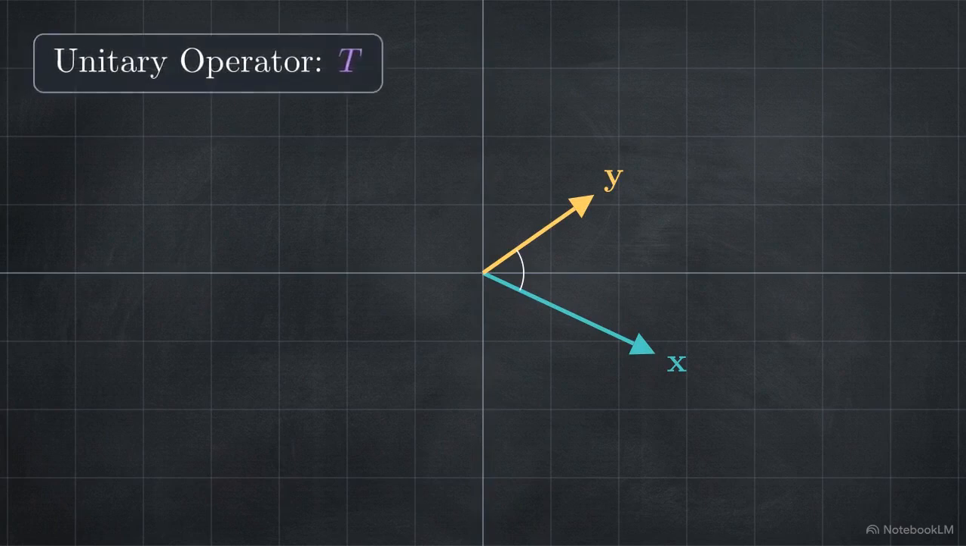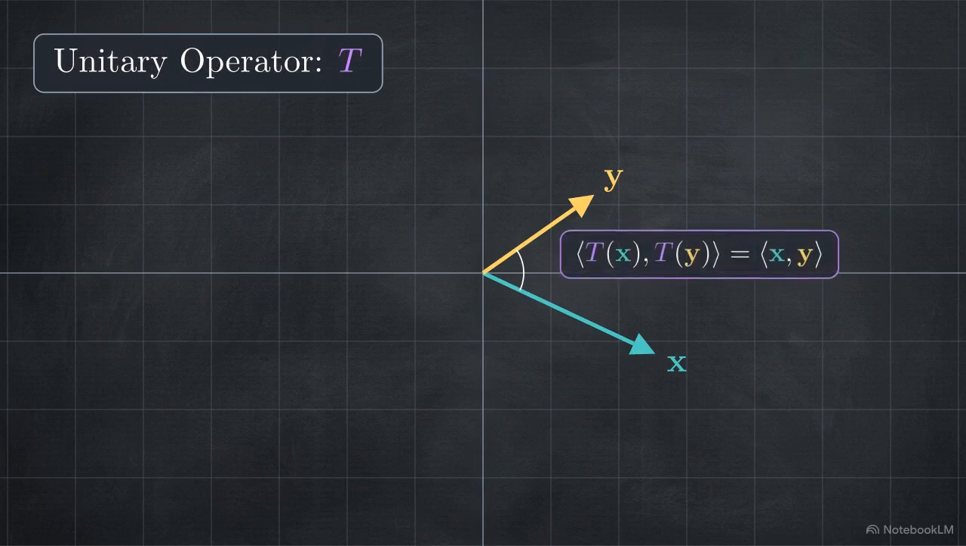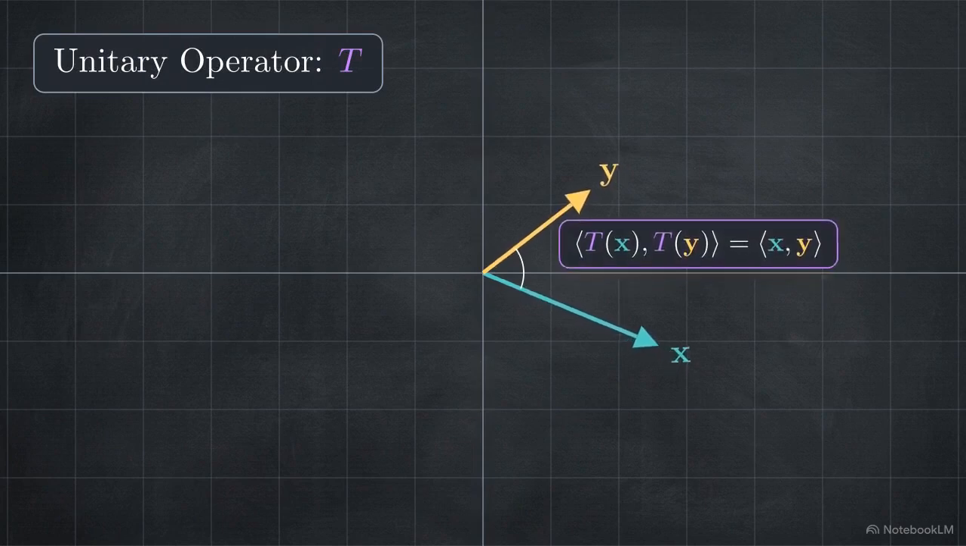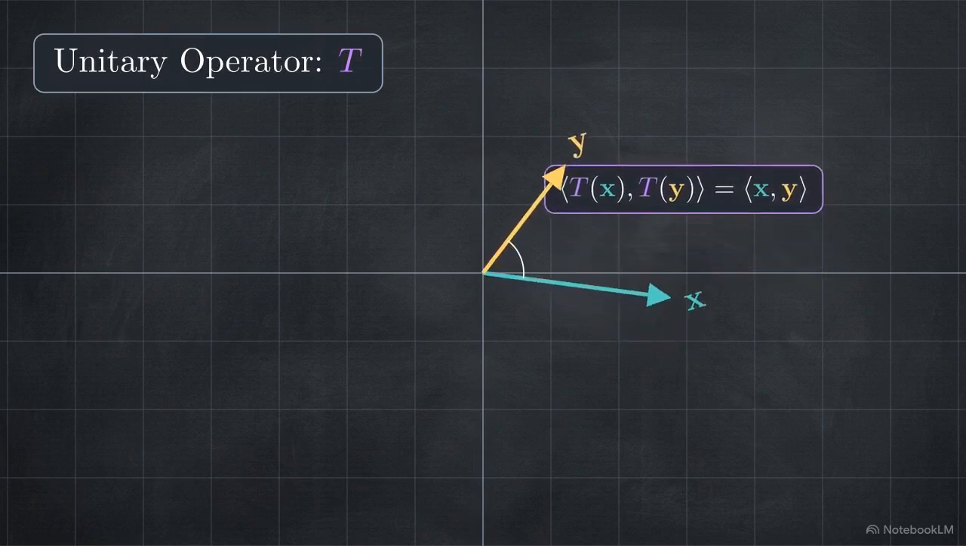Imagine a mathematical transformation, like a rotation or reflection, that manipulates space without stretching, shrinking, or distorting any angles. We call this kind of transformation a unitary operator. Formally, it is an isomorphism of an inner product space onto itself. Look at the equation on screen.